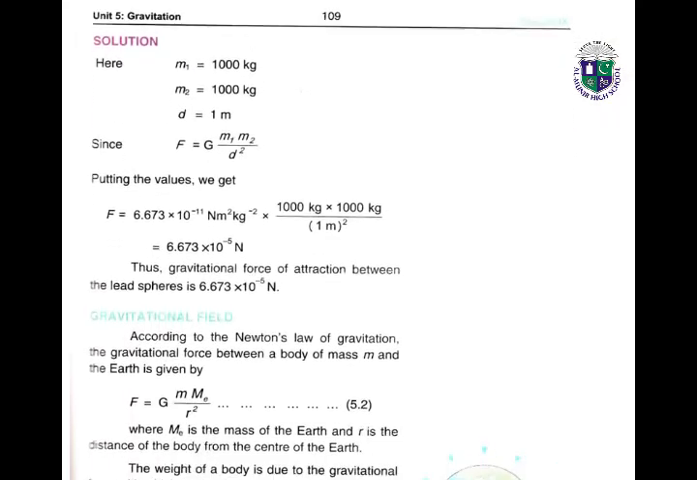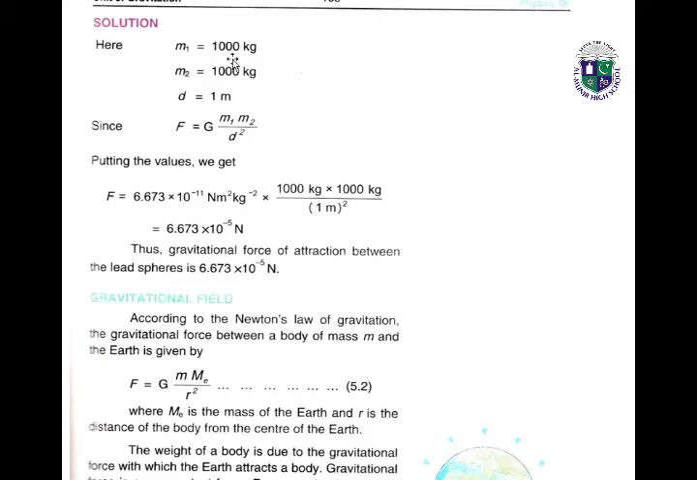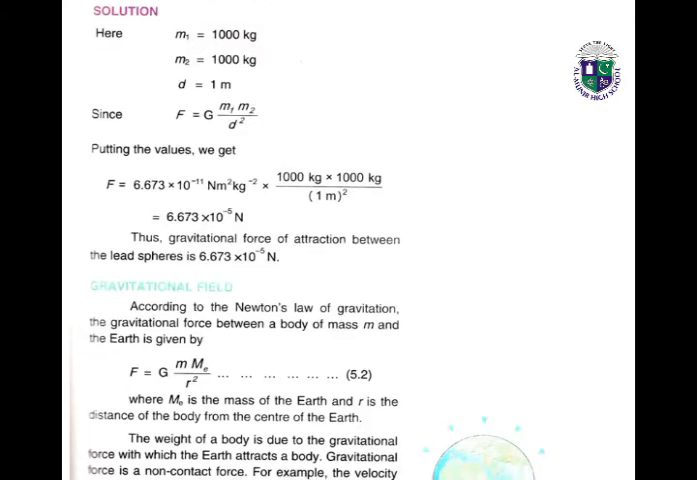What is given? Yes, m1 is given, which is 1000 kg. m2 is also given. Distance is given, which is 1 meter. To calculate the gravitational force, we apply this formula which we have studied in the above topic. By putting the values, we get the answer: force is equal to 6.673 into 10 with power minus 5 Newton. So this is the gravitational force of attraction between the lead spheres.